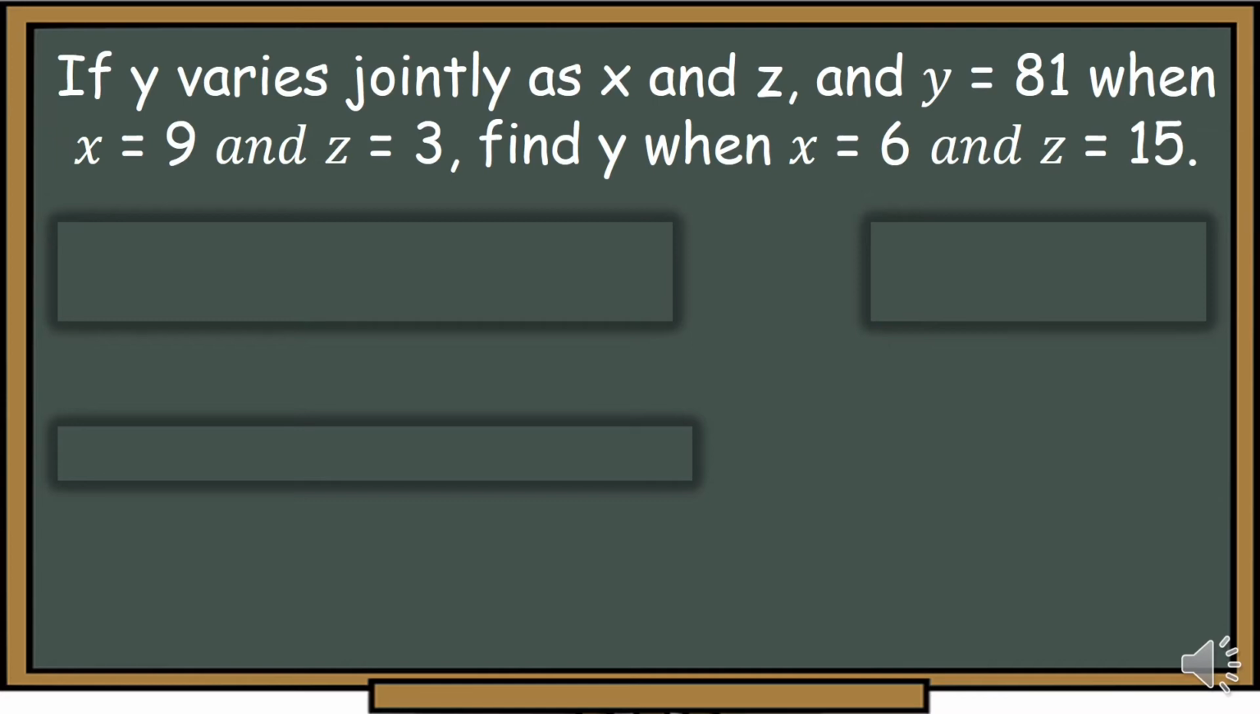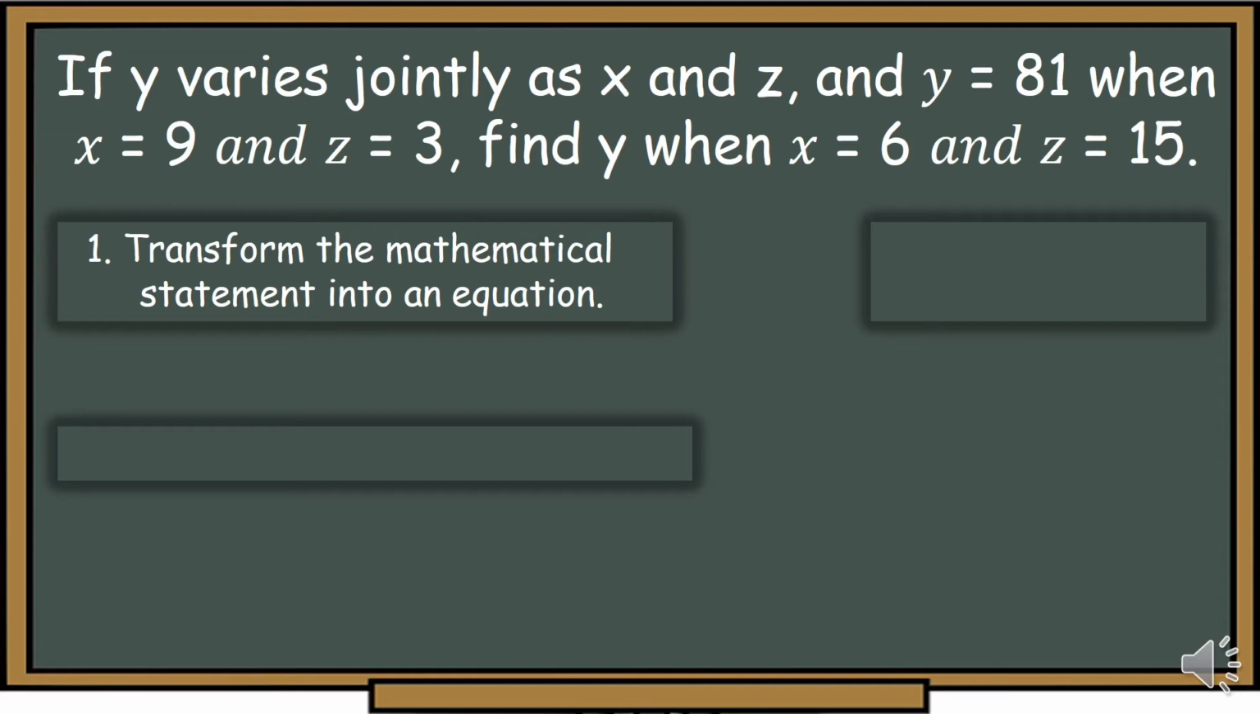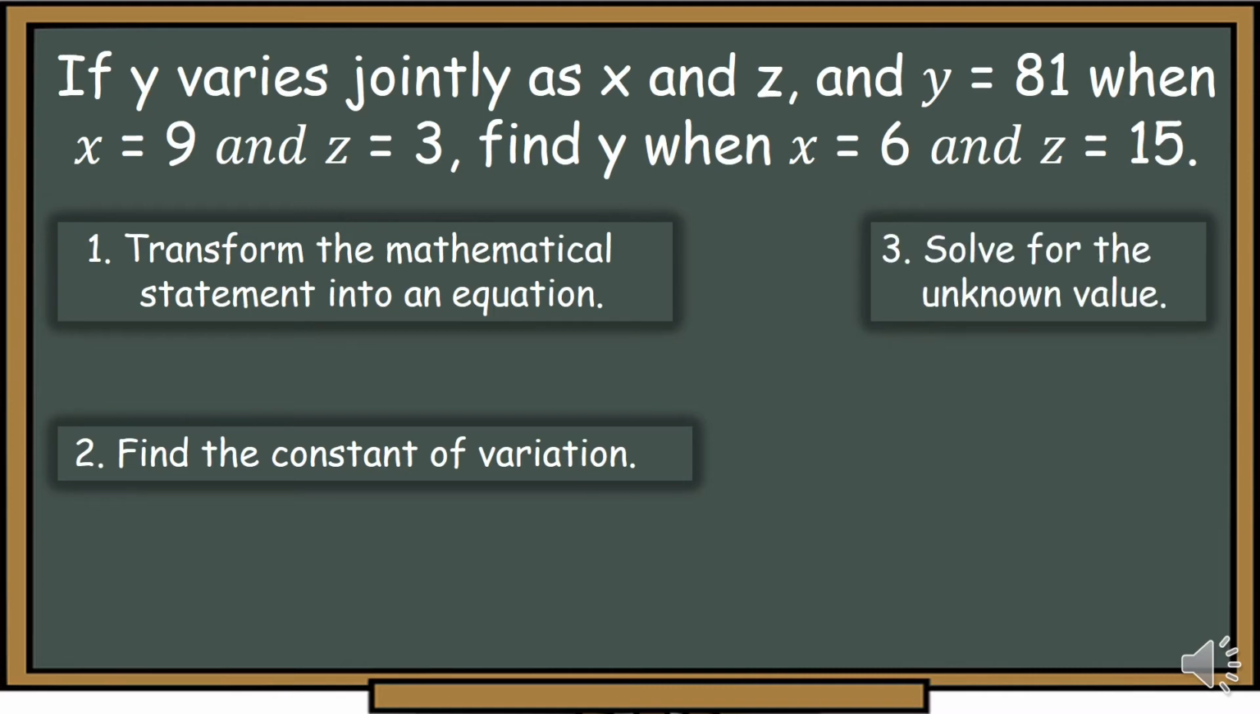If y varies jointly as x and z, and y equals 81 when x is 9 and z is 3, find y when x is 6 and z is 15. Of course, we will be using the 3 steps that we have been using since the start. So those 3 steps are: first, transform the mathematical statement into an equation. Second is find the constant of variation. And then the third one is to solve for the unknown value.